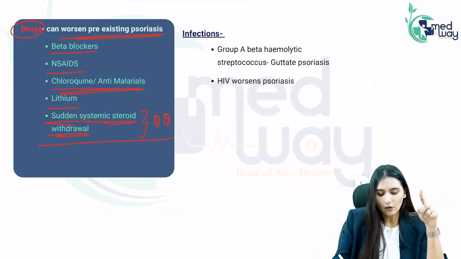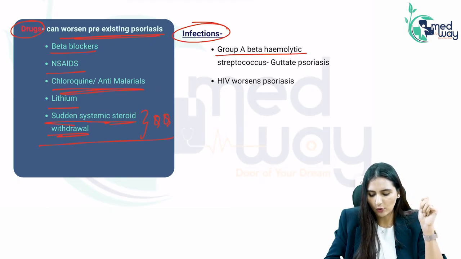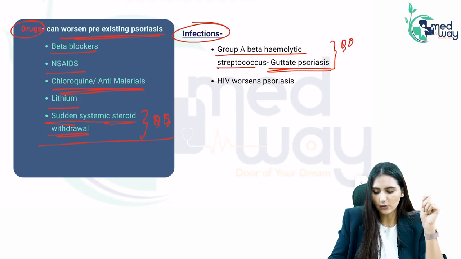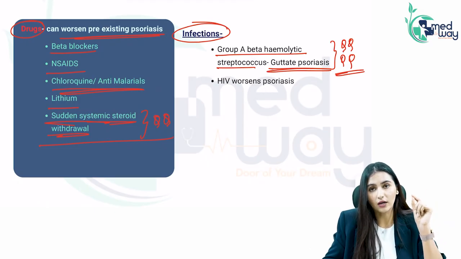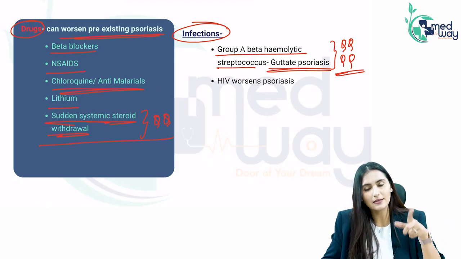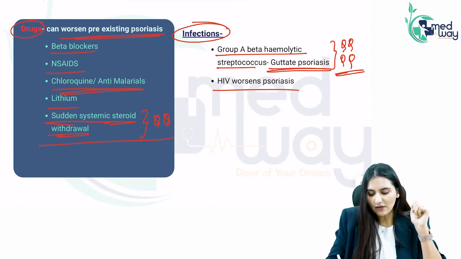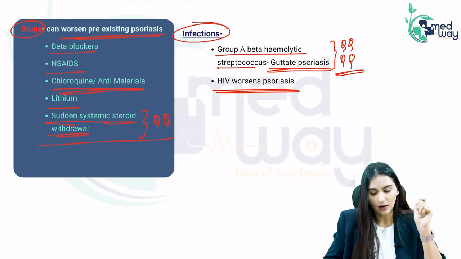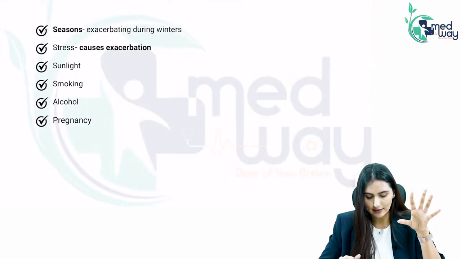Now these were the drugs. What are the infections? Group A beta hemolytic streptococci can give rise to guttate psoriasis. This has been a question. This will be a question. I will explain this in detail in future, but for now just remember. And even HIV worsens psoriasis. So this is the etiopathogenesis of psoriasis.